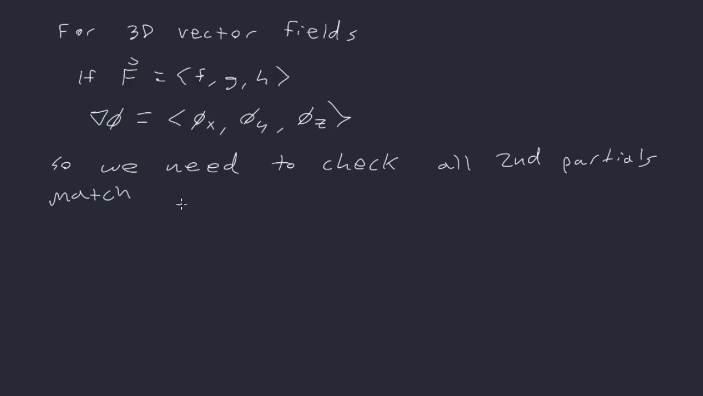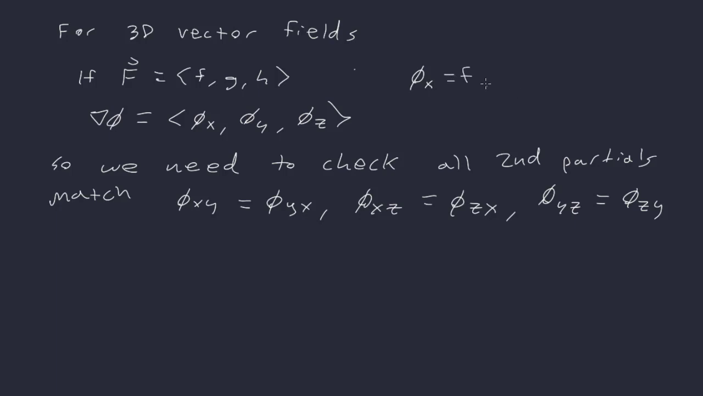Okay, so we need to show that phi sub xy is equal to phi sub yx. We need to check that phi sub, let's say, xz is equal to phi sub zx. And we need to check that phi sub yz is equal to phi sub zy. So now we have 3 things to check. It's the same idea. We just need to make sure all 3 hold. And remember, if we're saying that these are equal, that means phi sub x is equal to f, phi sub y is equal to g, and phi sub z is equal to h.